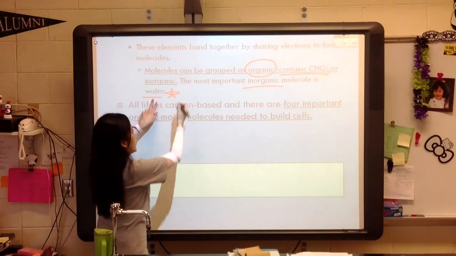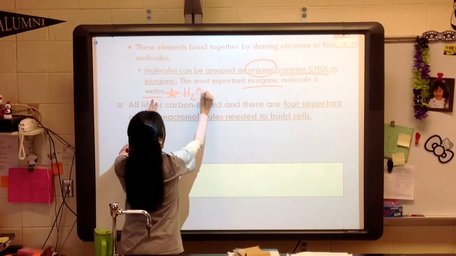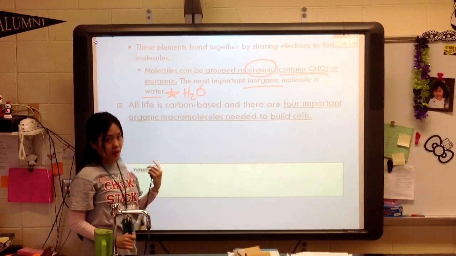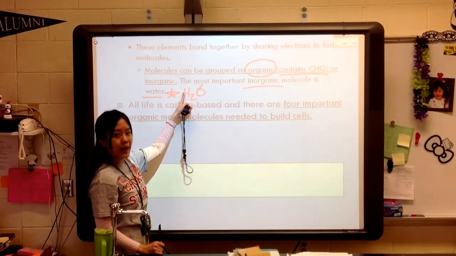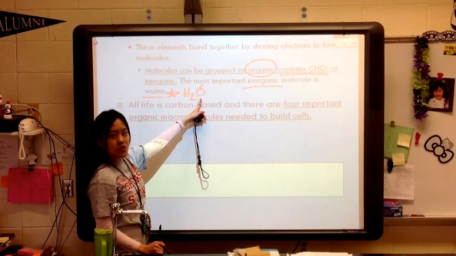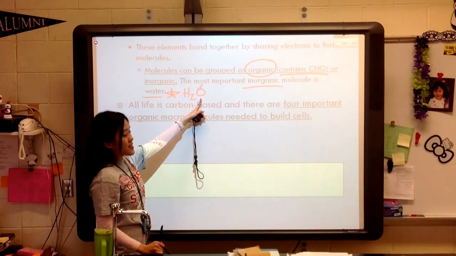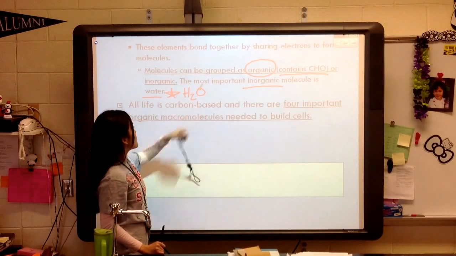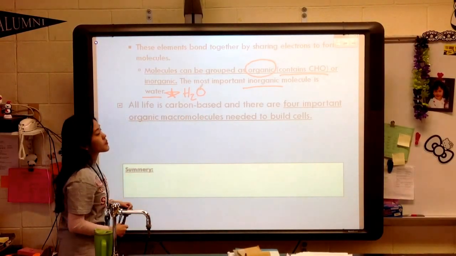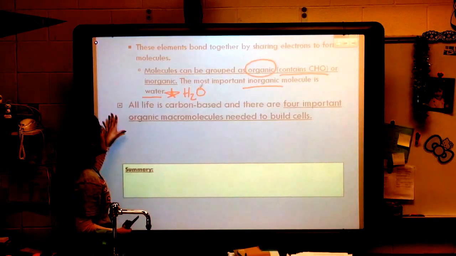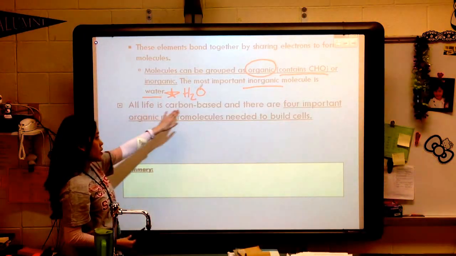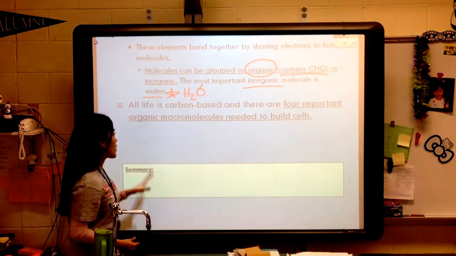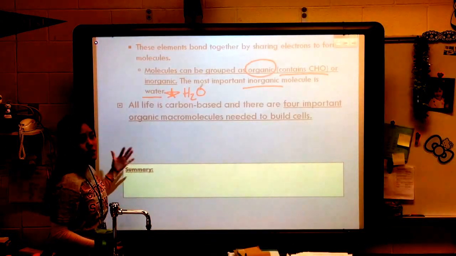For something to be organic, and let's circle this word, it's going to contain carbon, hydrogen, and oxygen. So water is written as H2O. It doesn't have carbon there. It only has 2 hydrogens and 1 oxygen. And it does not have that carbon to make it organic. So all life is carbon-based, and there are 4 important organic macromolecules needed to build cells.